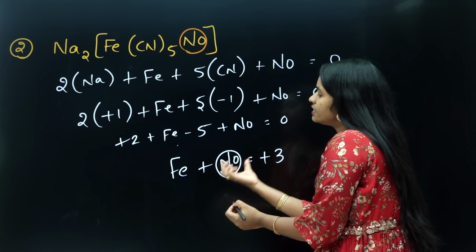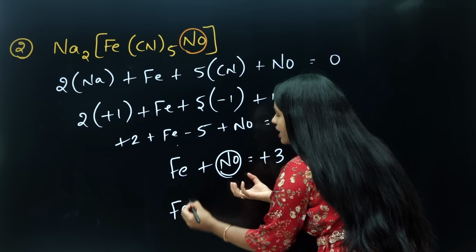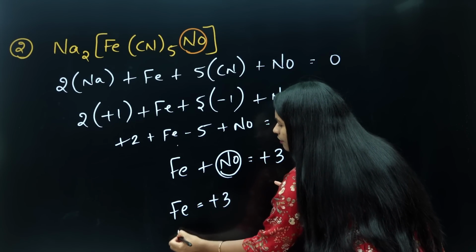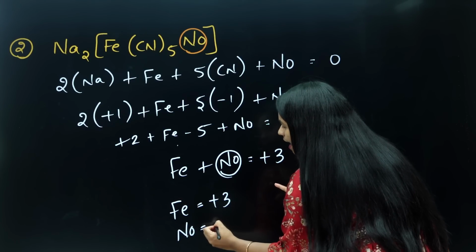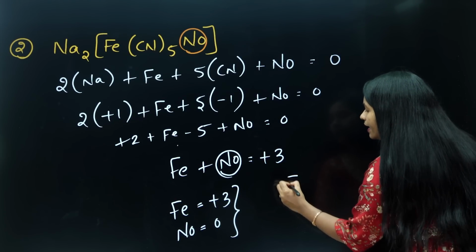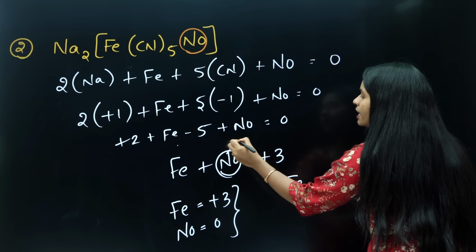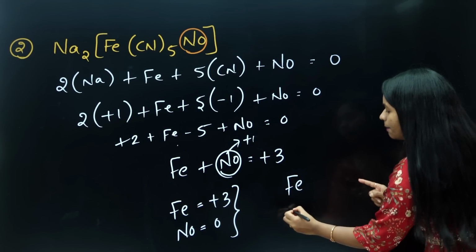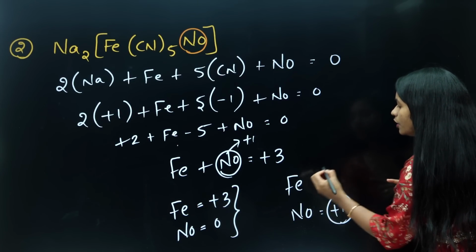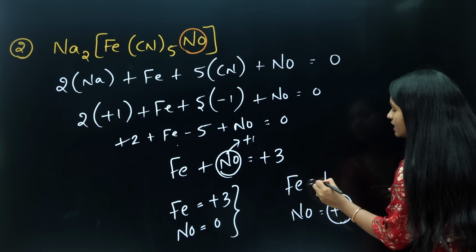Let's treat NO as a neutral ligand. Then Fe, here if you keep 0, you get iron +3. When +3, you are getting Fe as 0. This is one case. And another case, if you keep here +1, if you keep NO as charge +1, you will get iron oxidation state +2.